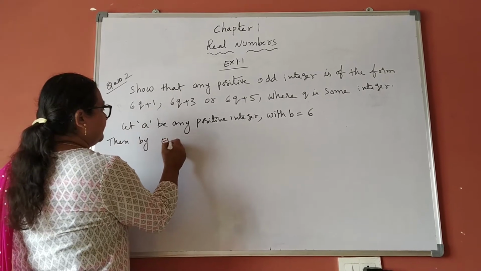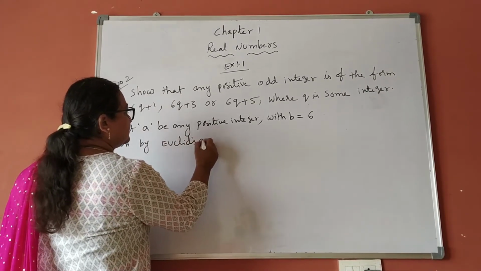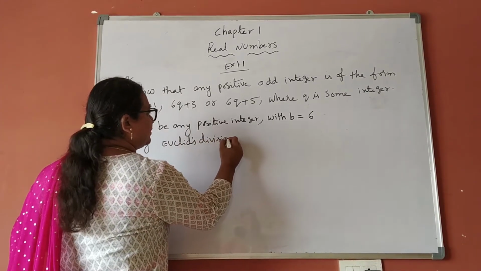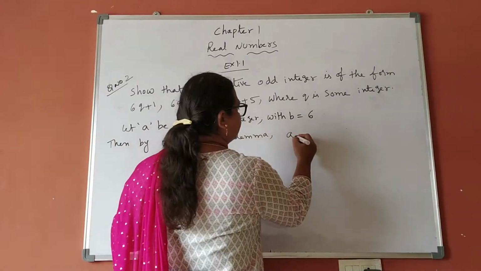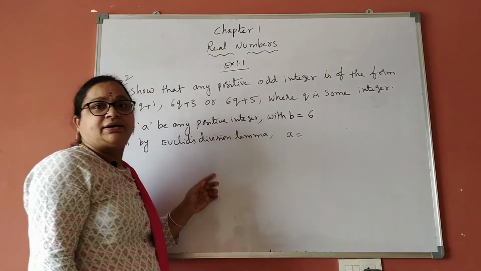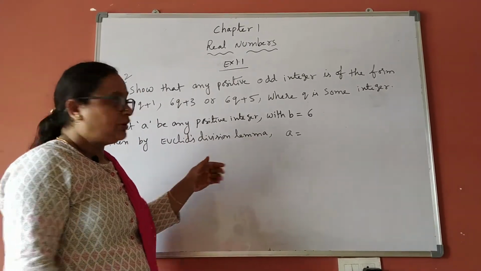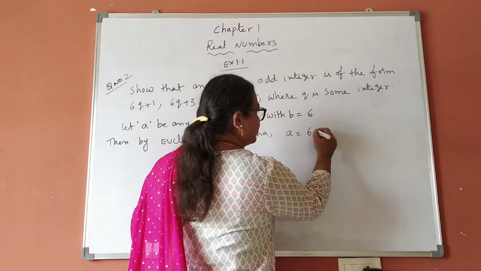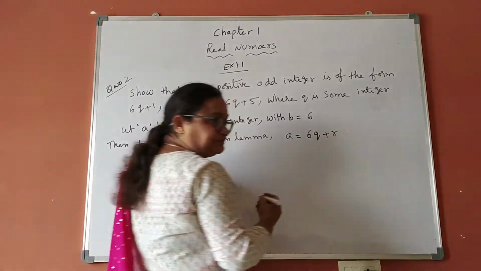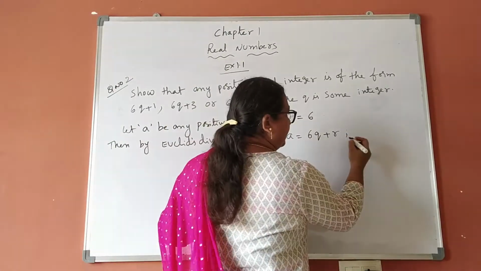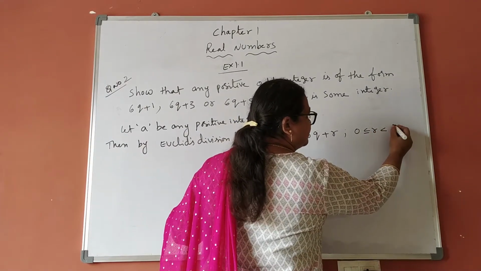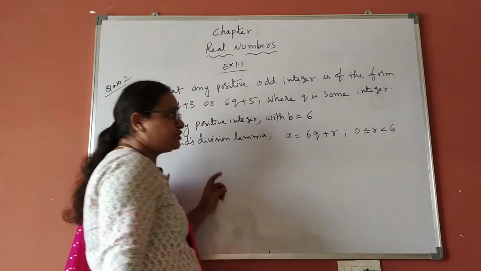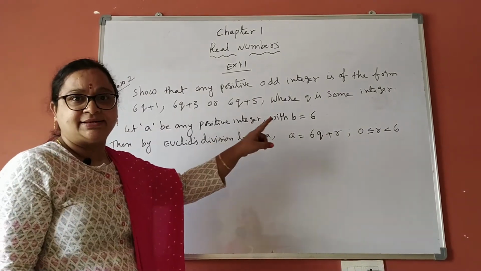Then by Euclid's division lemma, a is equal to, what is Euclid's division lemma? a is equal to bq plus r. Here b is 6, that means 6q plus r, where 0 less than or equal to r less than b. What is b? Here 6. So 0 less than or equal to r less than 6.